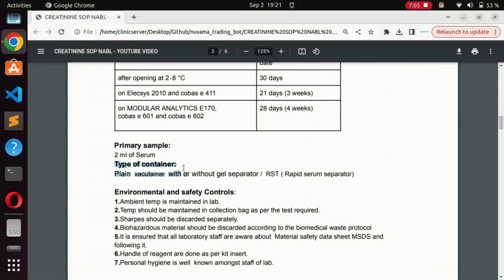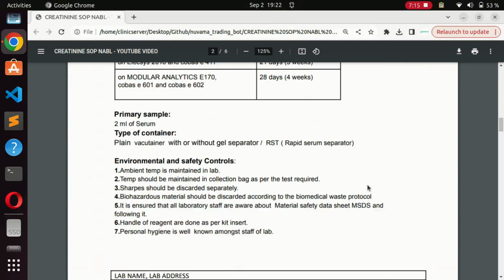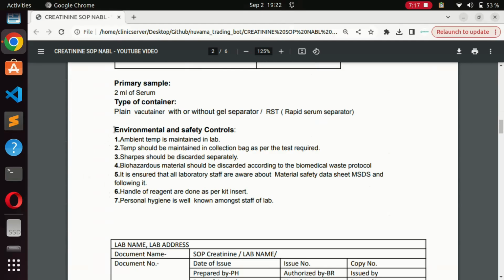Now the most important thing is, what is the sample type? In this case, we need 2 ml of serum. Next is the type of container that is allowed to be used for collection of the sample. In this case, it is a plain vacutainer with or without gel separator, or the rapid serum separator.